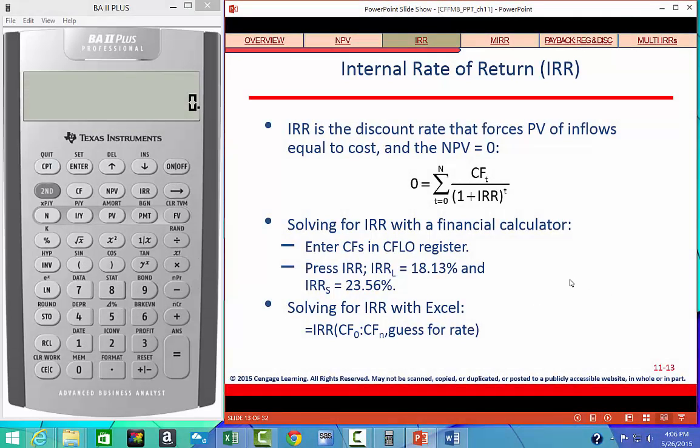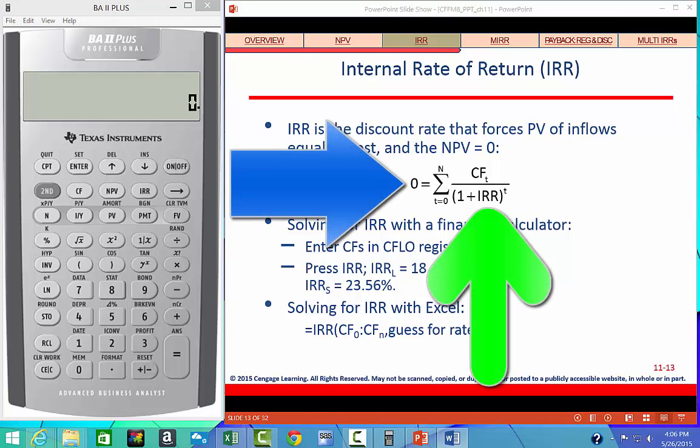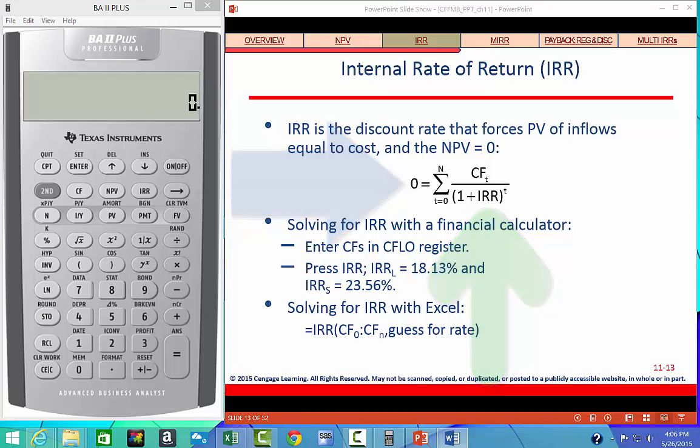So NPV was the best method, but we also have internal rate of return to talk about. And internal rate of return is the rate that forces the net present value of a project to equal zero. The IRR equation is the same as the NPV equation, except that to find the IRR, the equation is solved for the particular discount rate, called IRR, which forces the project's NPV to equal zero, rather than using the weighted average cost of capital in the denominator and finding NPV.